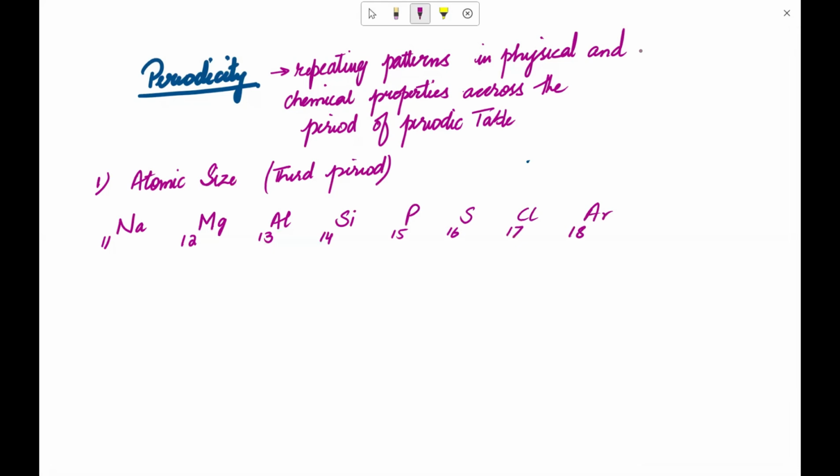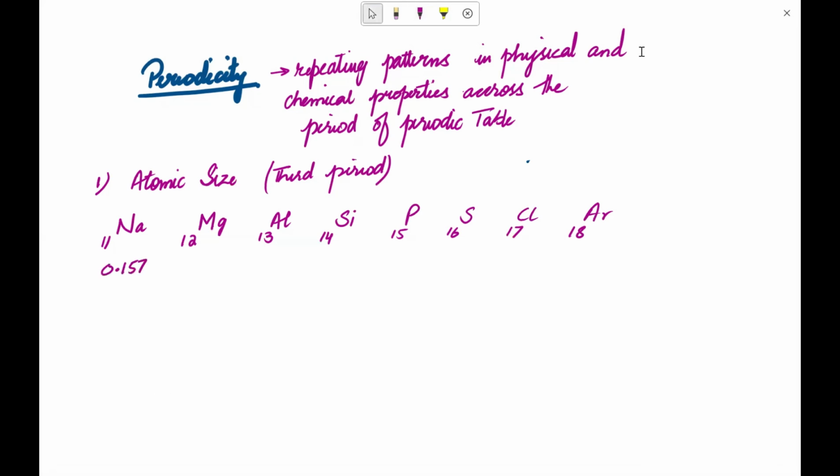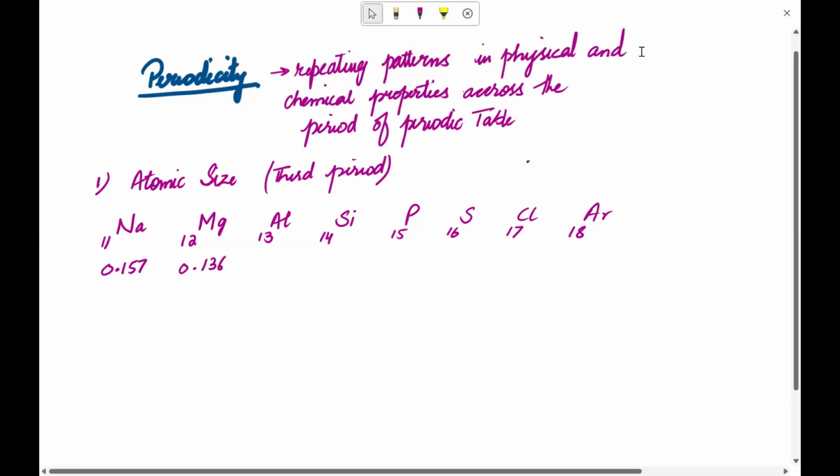Let's talk about atomic radius. The atomic radius here would be represented in nanometers. So it is 0.157 for sodium. For magnesium, it would be 0.136. For aluminium, 0.125. For silicon, 0.117. For phosphorus, 0.110. For sulfur, it would be 0.104. And for chlorine, it would be 0.099.